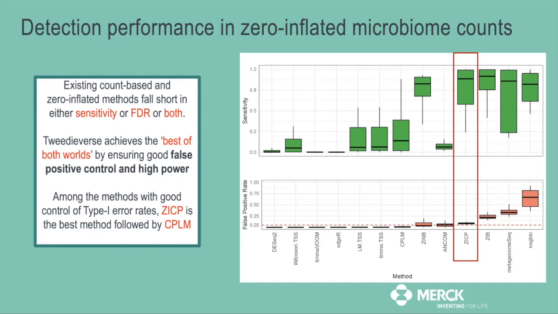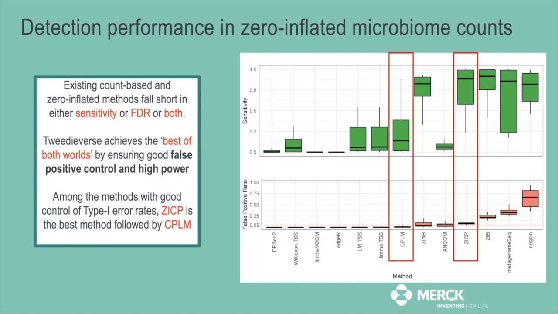But on the other hand, ZICP, which is the zero-inflated version of one of the Tweedie models, has a slight inflation of false positive rate, I think like 0.5 to 0.7, but it has a very good power as compared to some of the existing methods. This slight inflation is actually not worrisome because we have not done any sort of independent filtering. Usually you can do independent filtering to really track it down to the level that you want.